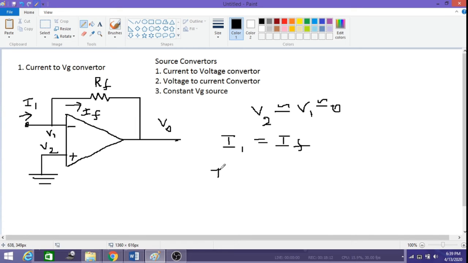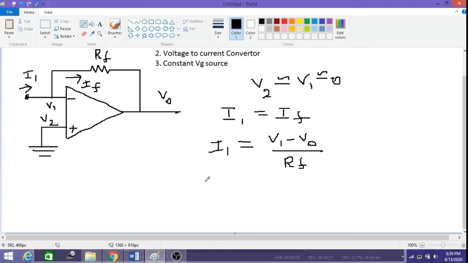If I apply the node voltage analysis at this point, straight away I1 is coming, since there is no resistor, there is only the I1. And IF is the potential difference across the resistor RF, so that is V1 minus V0 all divided by RF. V1 is equal to 0, therefore if I rearrange this equation, V0 is equal to minus I1 into RF. As we all know, the I1 current is also equal to IF, so I can write this as minus IF into RF.